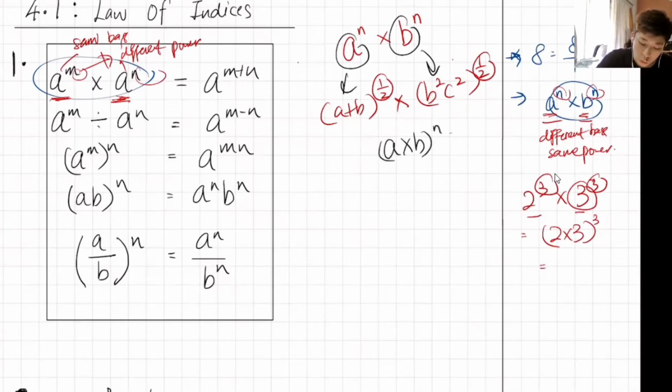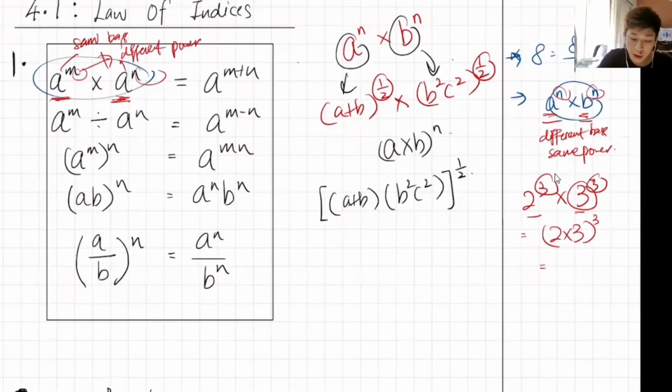Okay, so what I can do is A plus B times B squared C squared in a bracket to the power of n, which is your half. Okay, this multiplication. You might be asking me, I try to explain every single thing so that you can really understand. Why did you say just now it must be multiplication and division, but there's a plus here?